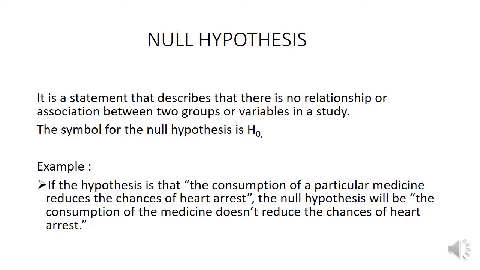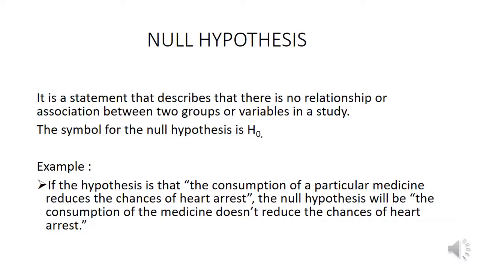So it says, it is a statement that describes that there is no relationship or association between two groups of variables in a study. Means there is no relationship between the two variables. The symbol for the null hypothesis is H0. No relationship between the two variables. So your first hypothesis will be that you have to state no relationship between the null and the alternate hypothesis. Null hypothesis is that there is no relationship between two variables. And always remember that we always test null hypothesis, and when it's rejected, we accept the alternate hypothesis.